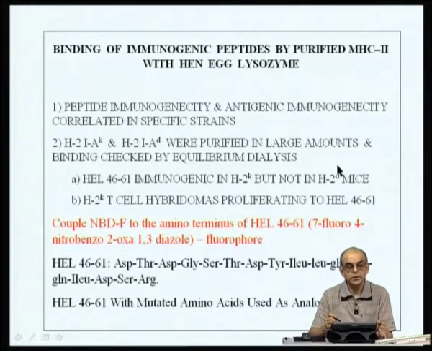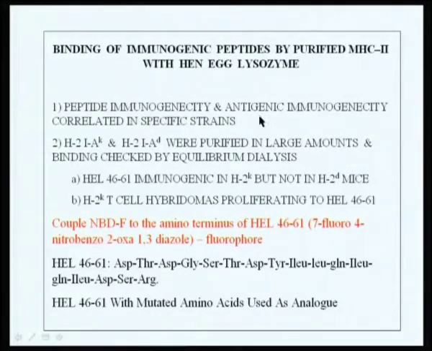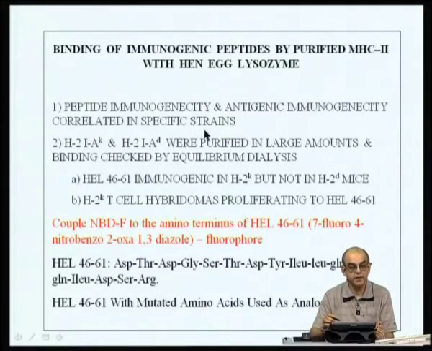In addition to these, we need to take into consideration certain other observations that allowed this experiment to be done, and that was, as I referred to at the end of the previous lecture, that peptide immunogenicity and antigenicity correlated in certain specific inbred strains of mice. Now, immunogenicity is the term that is used to characterize those substances that were good immunogens.